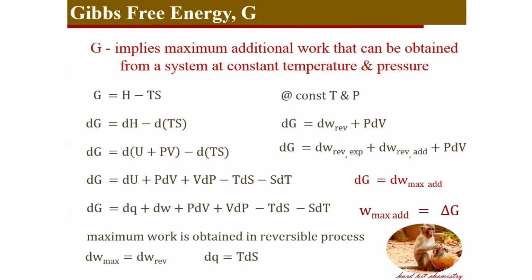So the monkey we have seen in the beginning is using the Gibbs energy available in his body, in his system, to open up the coconut. That is, to do this additional work. And the net difference in free energy before and after performing this work will give you the maximum amount of work. Let's now see how the Gibbs-Helmholtz equation explains the variation of Gibbs free energy with temperature.